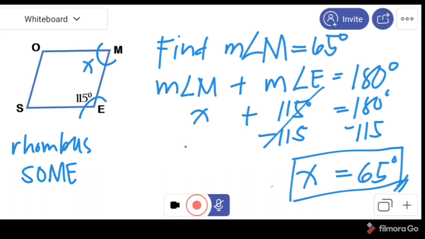To check if our answer is correct, angle M is 65 degrees plus the measure of angle E is 115 degrees. So this is now equal to 180 degrees. That makes the two angles supplementary.